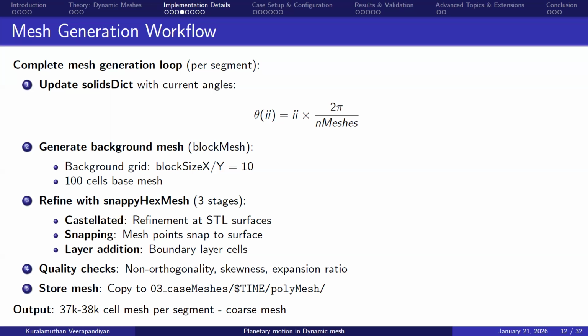We generate a new mesh at that particular time step. We copy the fields from the previous step to the new step, and we start the simulation afresh from that newly generated mesh, the mesh where we have copied our flow fields into. And the output of this particular case has around 37 to 38,000 cells per segment. This is a coarse mesh, and we have not validated the results yet.